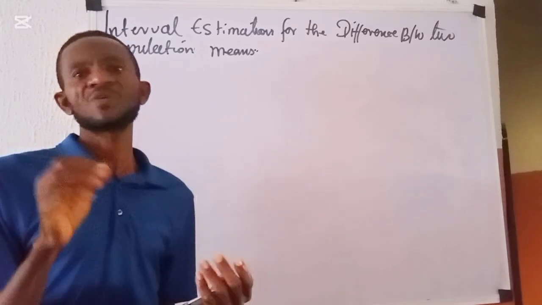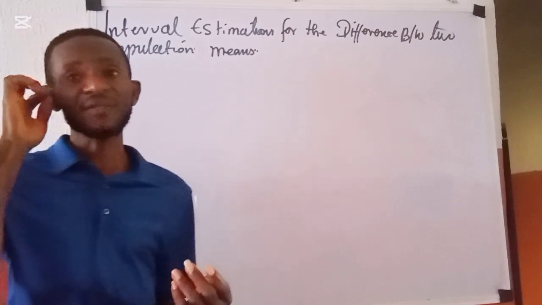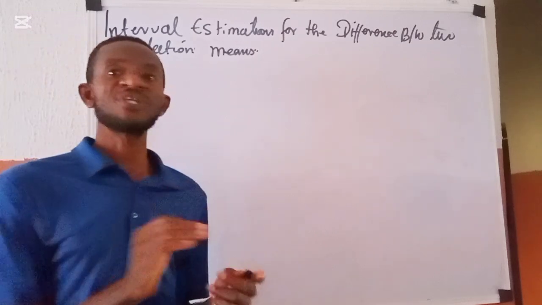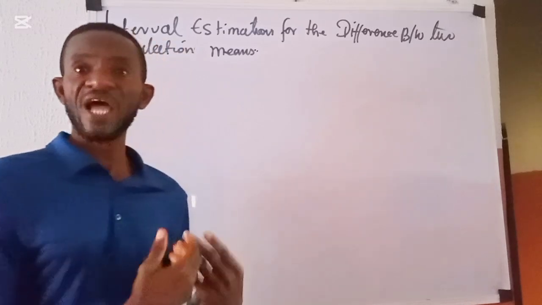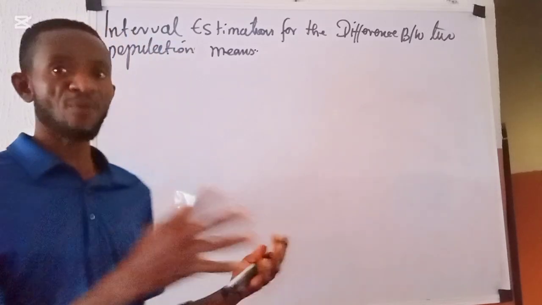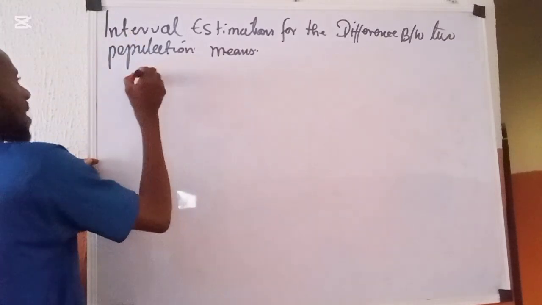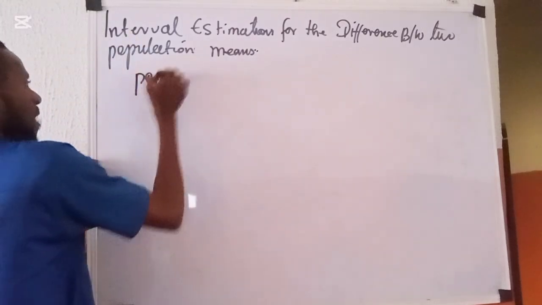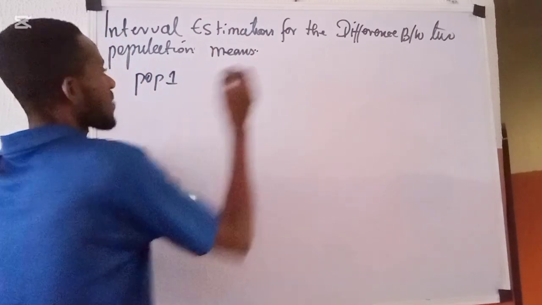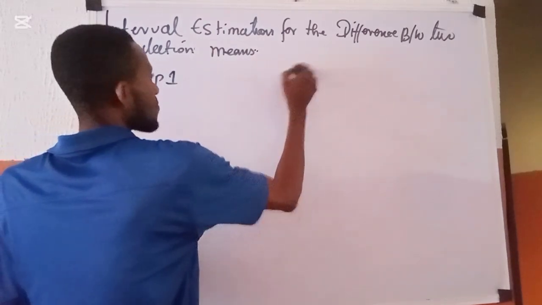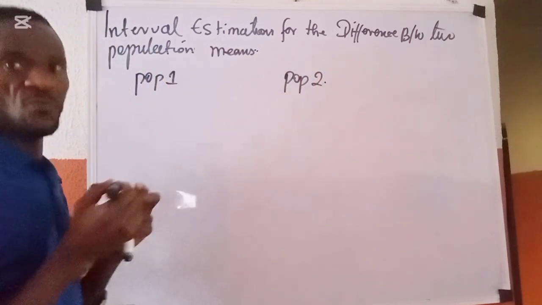Things that are going to be of importance for the beginning of this class is, one, noting that there are two populations involved. And then we can tag those populations as population 1 and population 2. Permit me to write them this way. We have population 1, POP 1, referring to the first population. Then we have what we call population 2, POP 2, referring to the population 2.